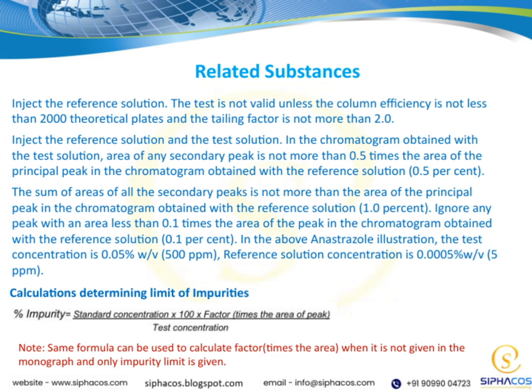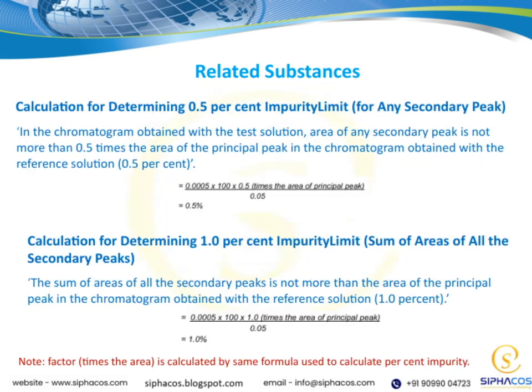This approach ties into the broader theme of quality control in pharmaceutical analysis, ensuring that every batch meets the required standards. Now, let's look at how we evaluate related substances through chromatographic analysis. The key point here is that the total area of all secondary peaks should not exceed the area of the main peak in the reference solution, which contains 1% impurity.